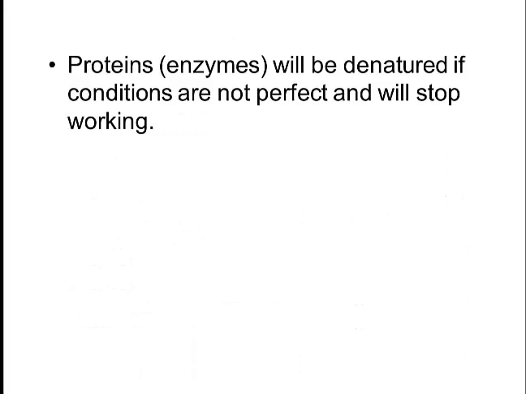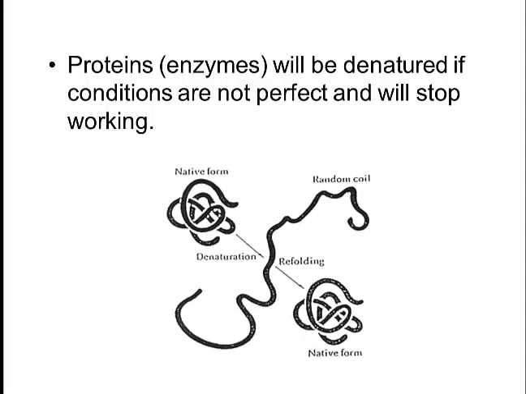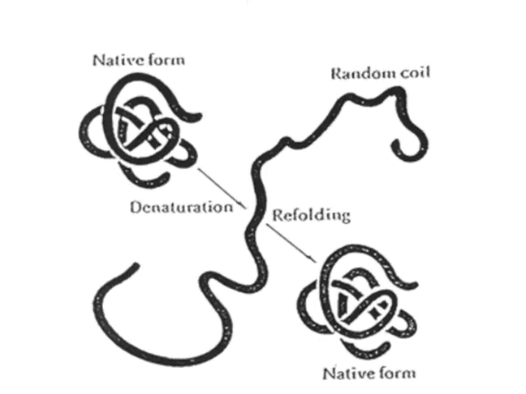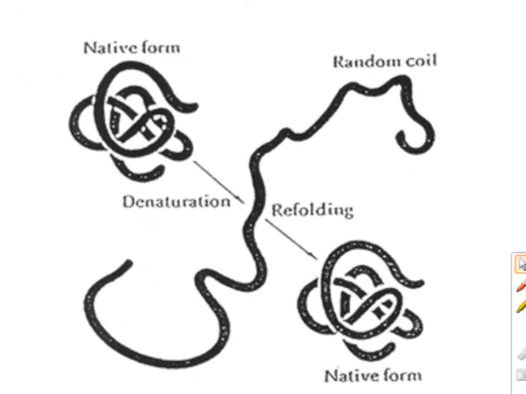So proteins will be denatured if conditions are not perfect. And if they become denatured, they will stop working. What denatured means is that they will fall apart. So if you look at this picture here, remember enzymes are proteins, and you look over here, native forms of the protein, we talked about how proteins have this quaternary or tertiary structure where they fold up on themselves. In a denatured situation, they will unwrap, unfold, and they can no longer function correctly when they are not in their native form.